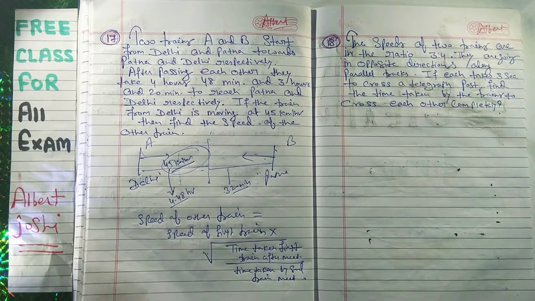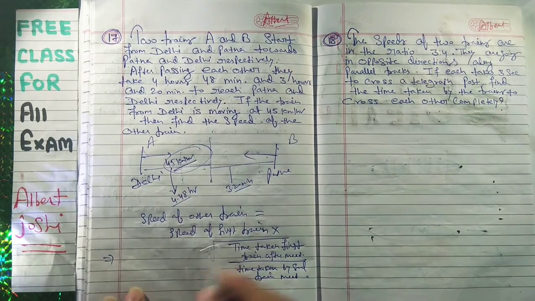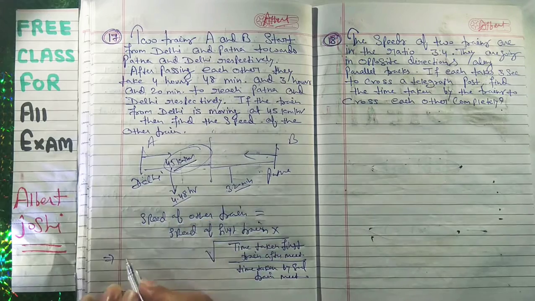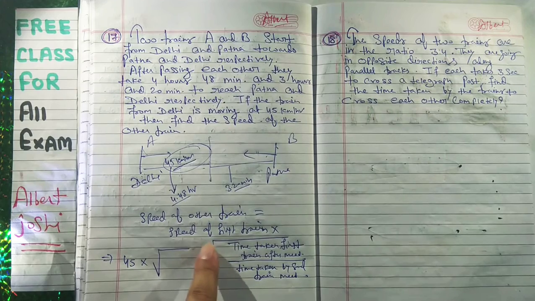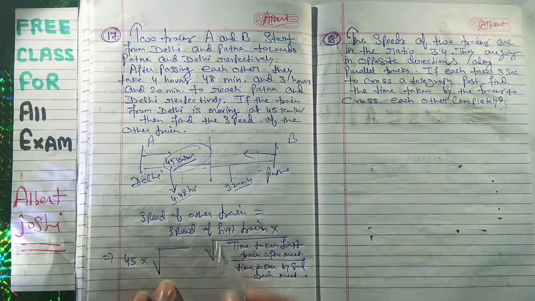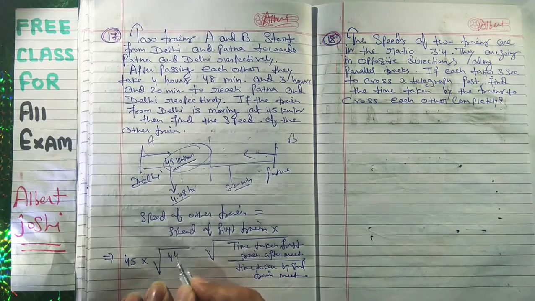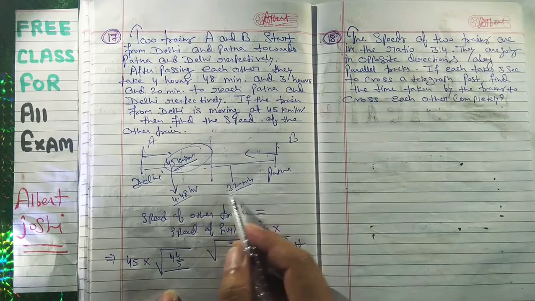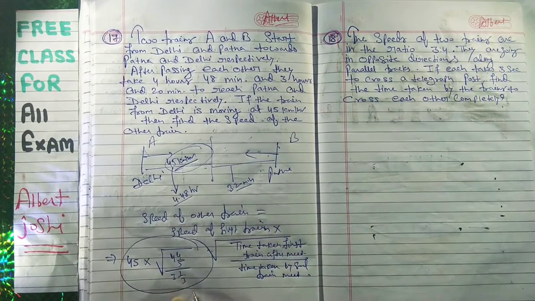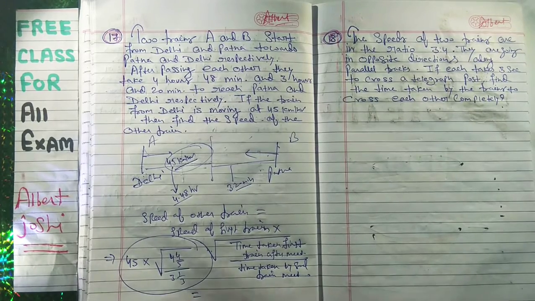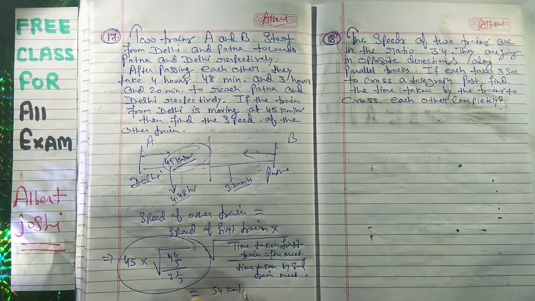Okay, so now you have to put only the value here. So the speed of the other train is equal to the speed of the first train, that is 45, into square root of time. What is the time taken by the first train? The first train took 4 hour 48 minute, means 4 and 4 upon 5, and the second train takes 3.20, means 3 and 1 by 3. If you calculate it, you will get 54 km per hour. Very simple.